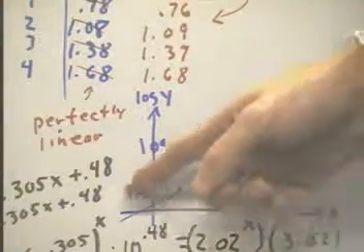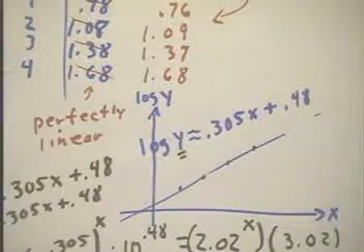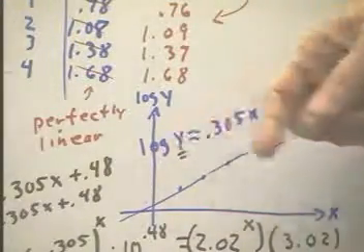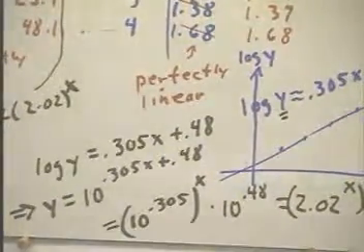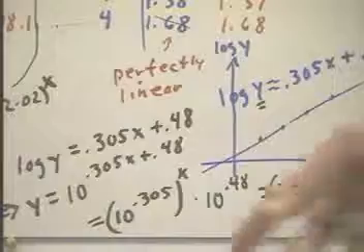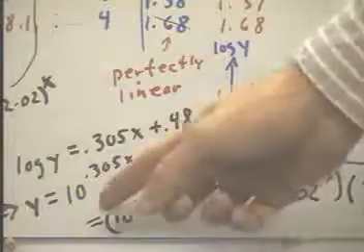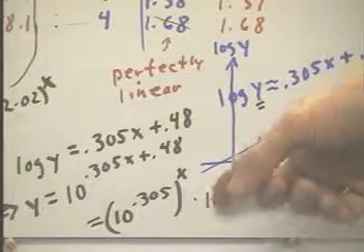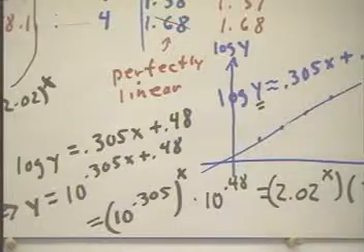Now this is a graph of log y versus x, so we say that log y is 0.305x plus 0.48. Then we solve this for y to get a model for y, because that's really what we're after. We want y as a function of x. And the solution is not overly difficult. We have log y is 0.305x plus 0.48. Well, that means that y is 10 to the 0.305x plus 0.48. Now 10 to the 0.305x is 10 to the 0.305 raised to the x. You've seen that sort of thing a lot. And 10 to the 0.48 is about 3.02.